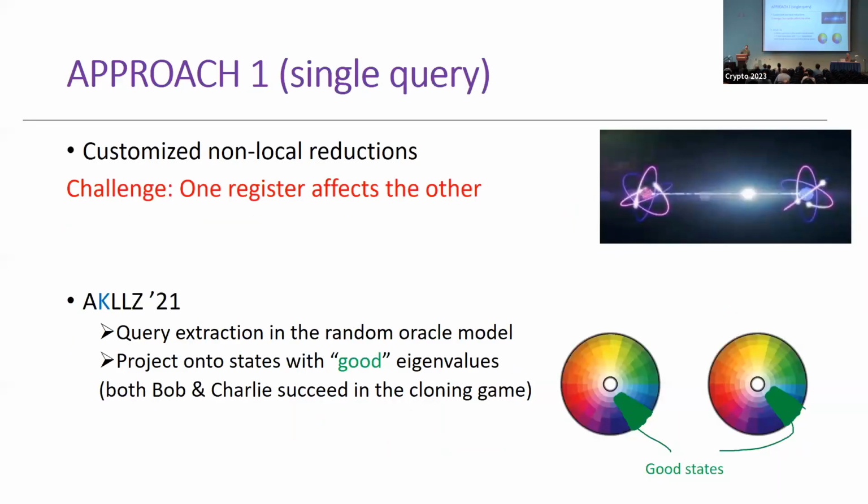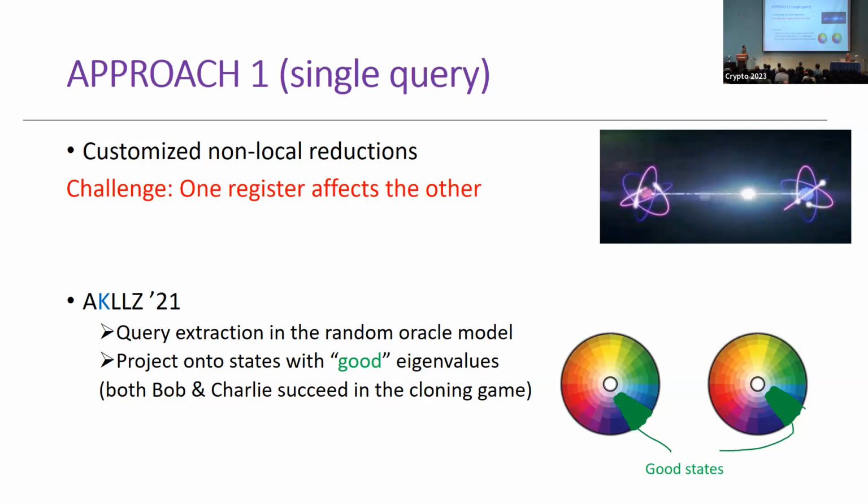Now, there are two main approaches we take in this paper, and they both build on previous work from last Crypto. The first approach is considering the case when the reduction makes one query. And what's the main challenge in this setting? The challenge is if you try to perform a reduction on Bob, it might affect Charlie's outcome because of entanglement.